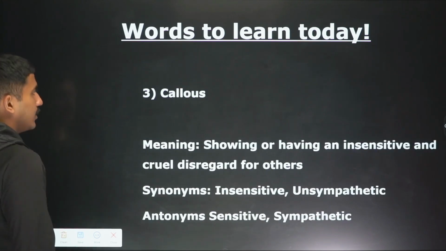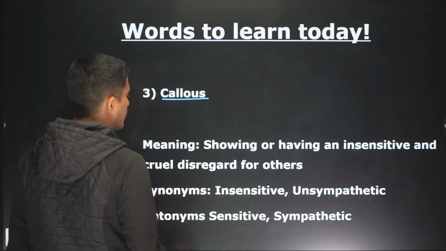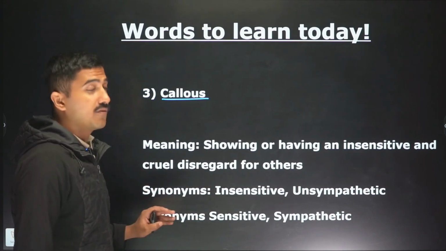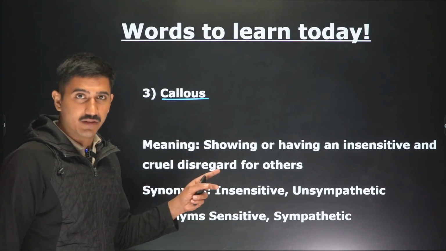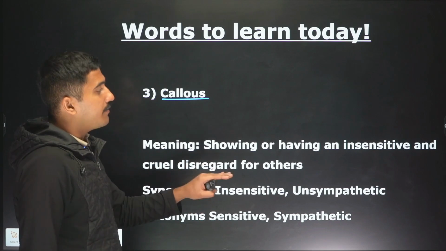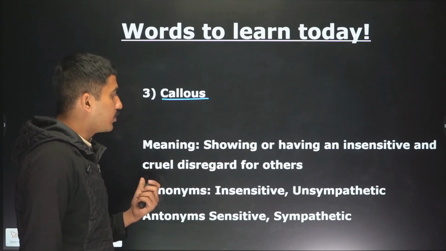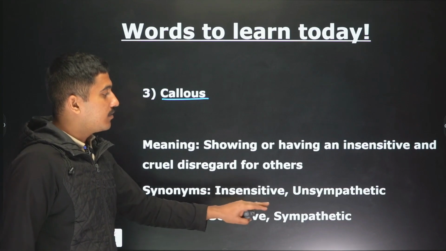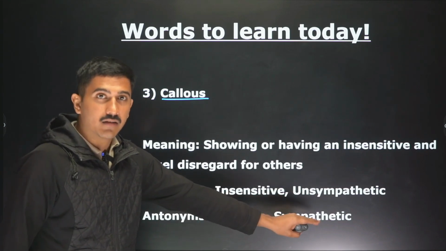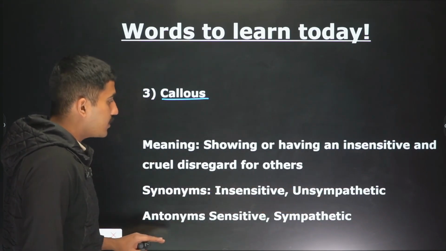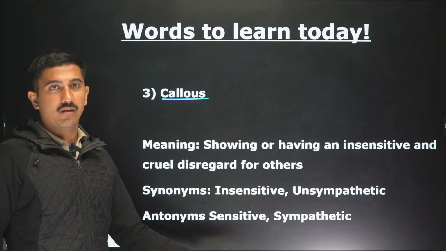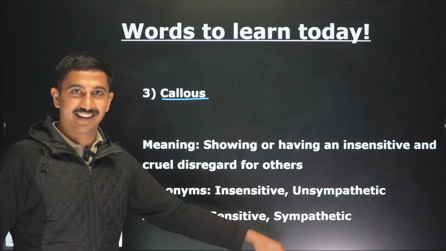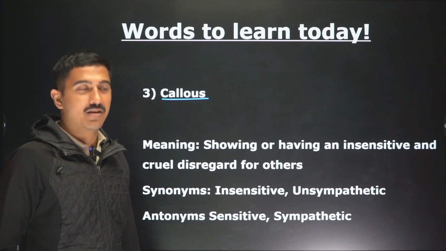Next we have callous. Okay, what does the word callous mean? Showing or having an insensitive or a cruel disregard for others. Right? Never be this. Okay. Showing or having an insensitive or a cruel disregard for others. Right? What are the synonyms? Being insensitive, being unsympathetic. Okay. Antonyms are sensitive and sympathetic. Wow, right? Wasn't that so interesting? We just had these turned around, right? That's how simple synonyms and antonyms are, okay?